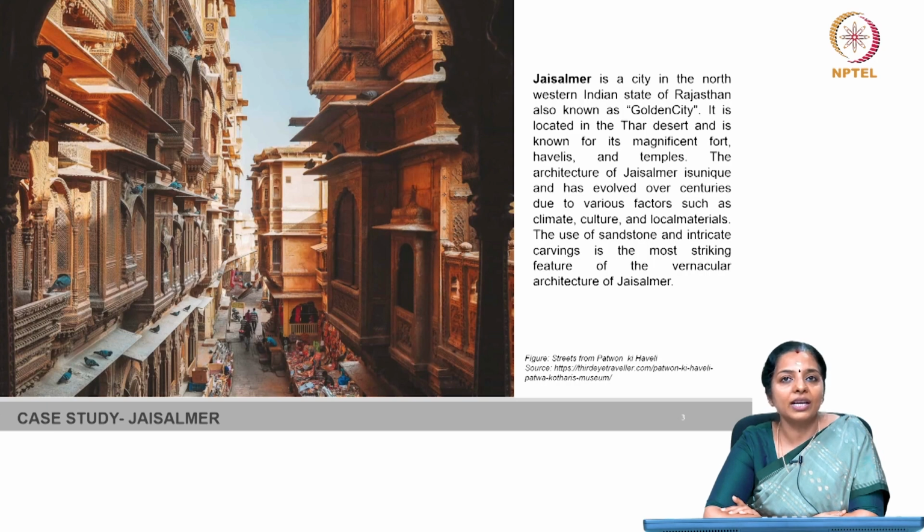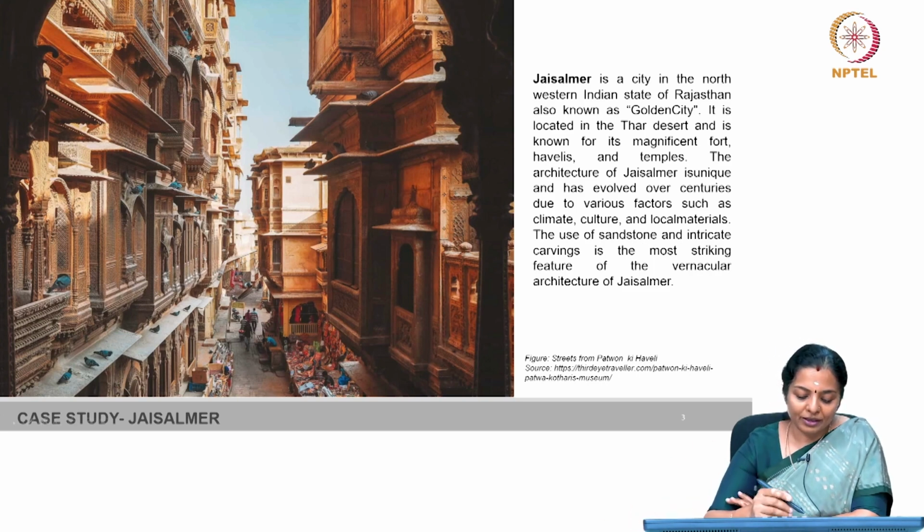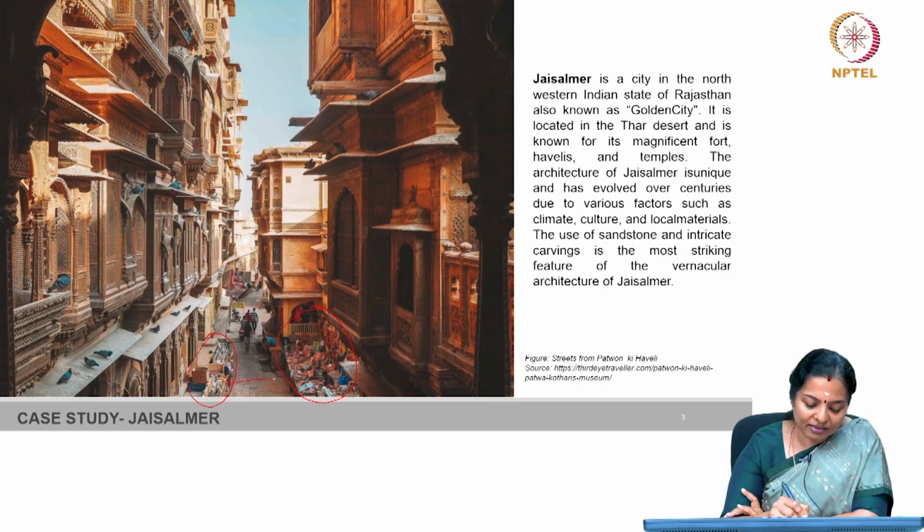Also, it has a very unique culture. The geology, that is the building materials available there, are very unique and it has a lot of local markets. The use of sandstone and intricate carvings is the most striking feature of the vernacular architecture of Jaisalmer, as can be seen from this picture. In this picture, you can see how some spaces today have been created into markets. You can see how the street width is so narrow. You can look at the aspect ratio.